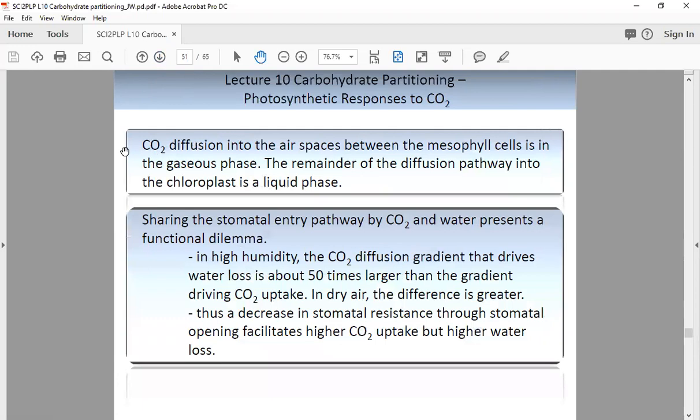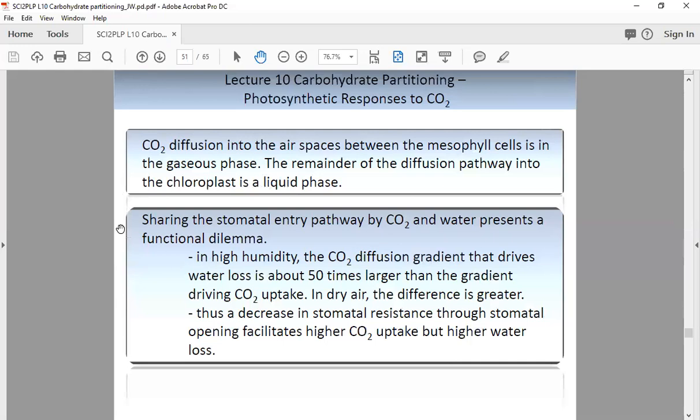So carbon dioxide diffuses into the air spaces in the gaseous phase. The remainder of the diffusion pathway into the chloroplast is in the liquid phase, and this starts at the thin film of water on the outer surface of the mesophyll cell walls, as we saw in one of the earlier lectures. Sharing this stomatal entry pathway by carbon dioxide and water actually presents a functional dilemma to the plant.